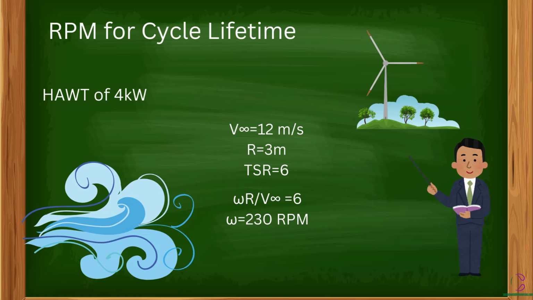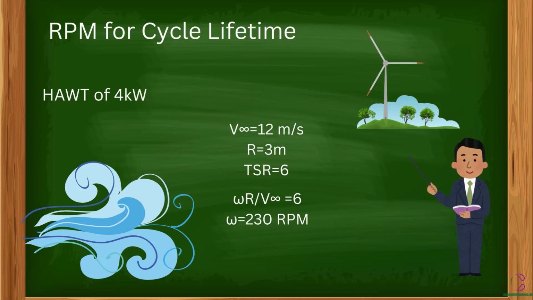So if you are talking of a horizontal axis wind turbine for a 4 kilowatt system with the same operating wind speed, you are talking of 3 meters in radius. So when you have your tip speed ratio of 6, in this case you are going to be getting a revolutions per minute of 230, which you will see immediately that the revolutions per minute for vertical axis wind turbines is about 50% more than the horizontal axis wind turbines.